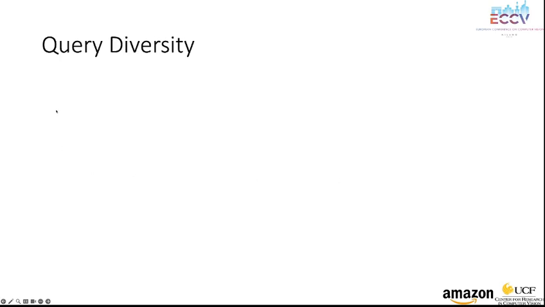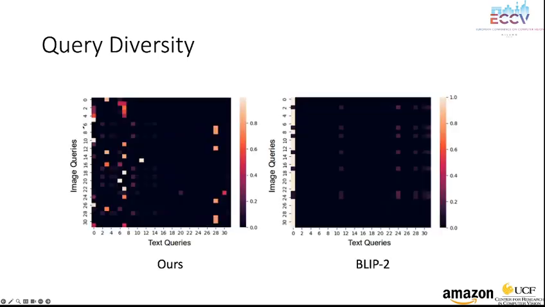Next, we also do some analysis of query diversity by comparing the image queries with the text queries for our model and the BLIP-2 model. We show here some sample examples from the COCO test dataset. As shown, the image queries are more diverse for our model compared to BLIP-2.